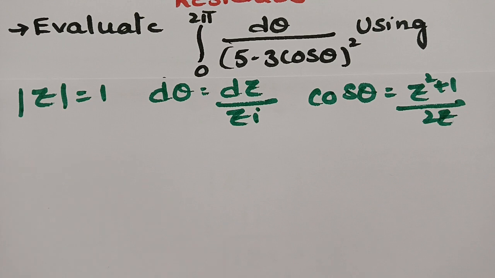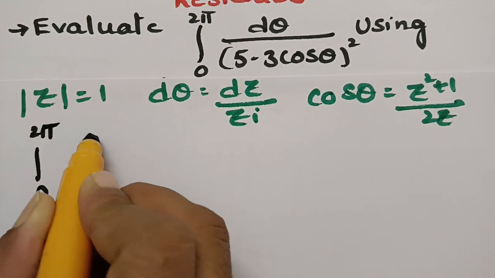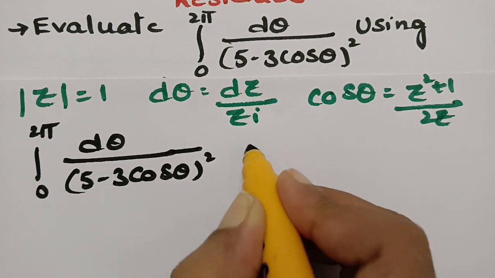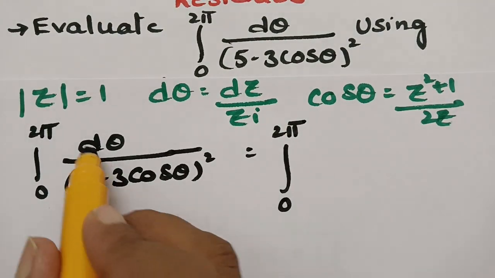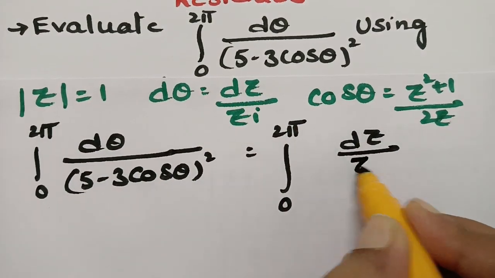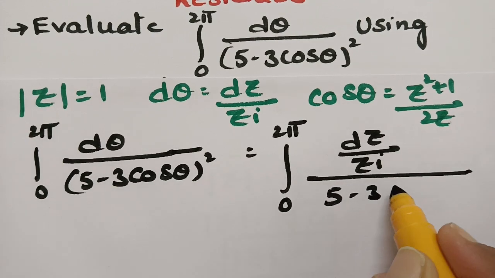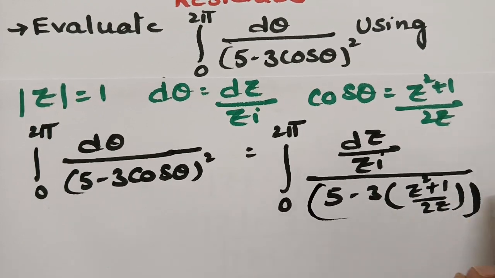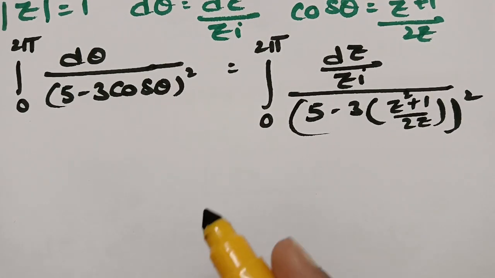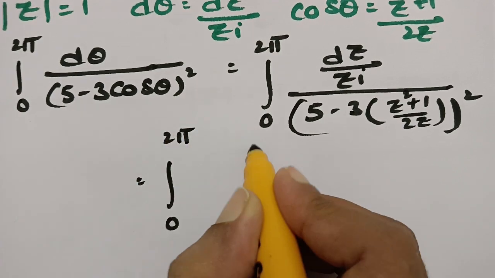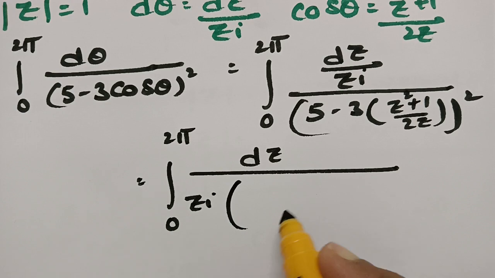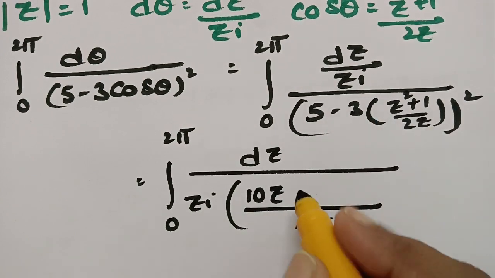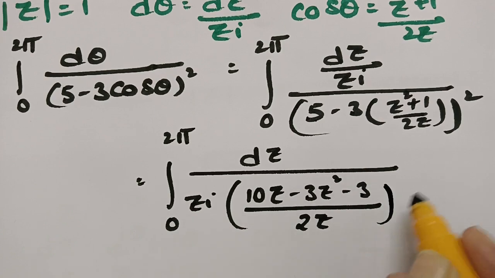The integral here is the integral from 0 to 2 pi of d theta by (5 minus 3 cos theta) whole square. Now if I substitute, in place of d theta I write dz by zi, divided by (5 minus 3 times (z square plus 1 by 2z)) whole square. Taking 2z as the LCM, this will be 10z minus 3z square minus 3, whole square.